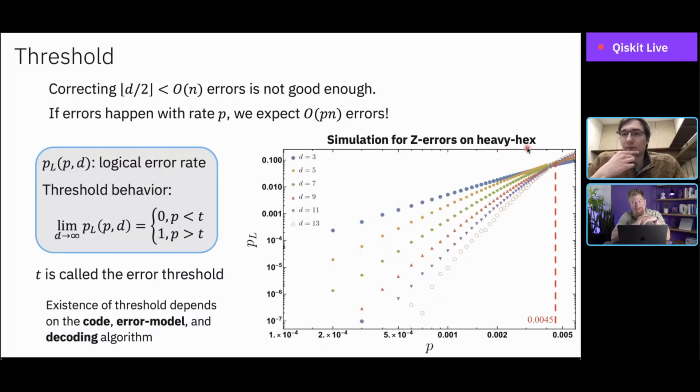Sorry to bother you, Ted. I was wondering if you could clarify what the distance of the code is. I think there was some question.